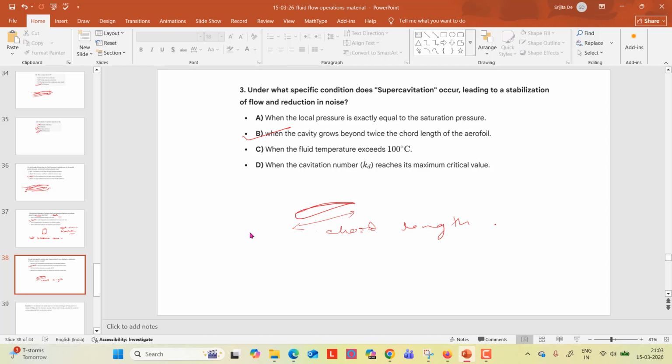So when the vapor cavity becomes large enough to extend beyond the object, beyond the extent of the object. Specifically, when the cavity grows beyond twice the chord length, the flow stabilizes, leading to significant reduction in the noise and vibration typically associated with standard cavitation.